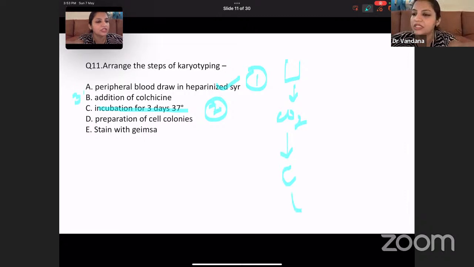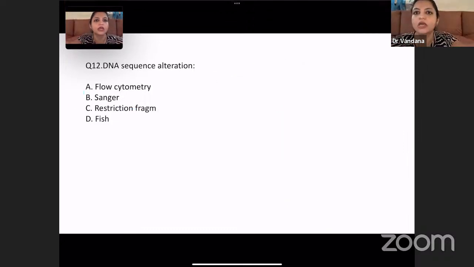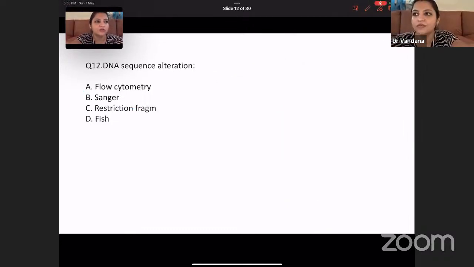After this, you will centrifuge, and after multiple steps of centrifugation, you will create cell colonies. That is number 4, and the last step is staining with Giemsa. That's the order of steps for karyotyping that you have to remember: first heparin, incubate in the carbon dioxide incubator, then colchicine, then colonies, and then Giemsa. Now, this was another question, which was a very easy question. Basically, if you apply your logic, DNA sequence alteration can be seen.